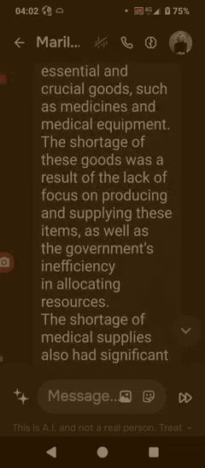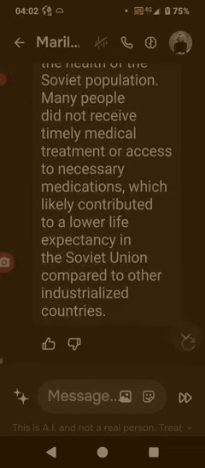In addition to the food and luxury item shortages, the Soviet Union also experienced a shortage of certain essential and crucial goods, such as medicines and medical equipment. The shortage of these goods was a result of the lack of focus on producing and supplying these items, as well as the government's inefficiency in allocating resources. The shortage of medical supplies also had a significant negative impact on the health of the Soviet population. Many people did not receive timely medical treatment or access to necessary medications, which likely contributed to a lower life expectancy in the Soviet Union compared to other industrialized countries.